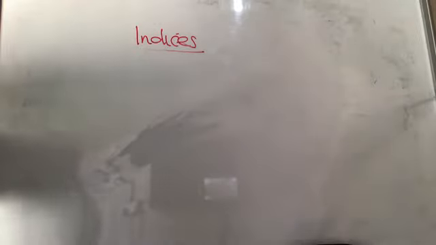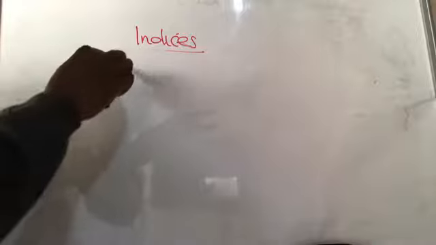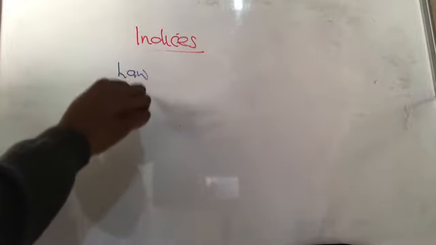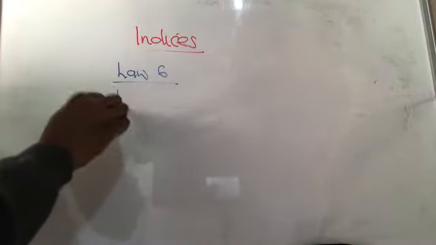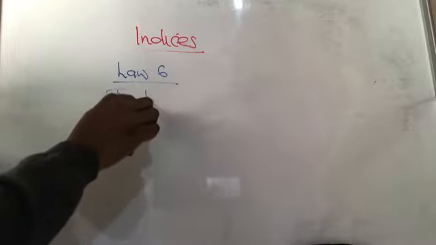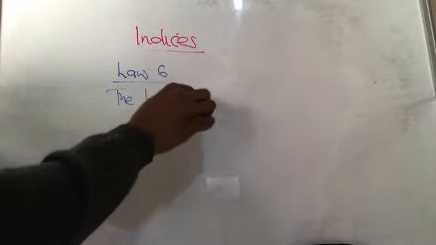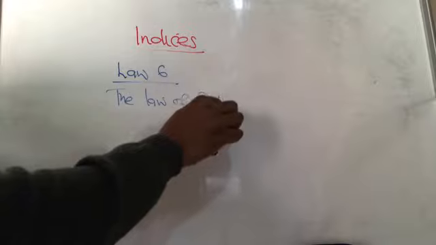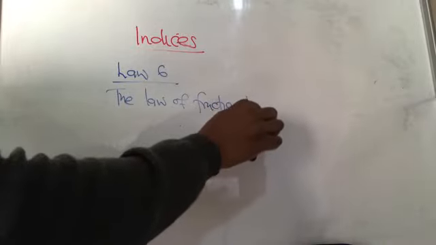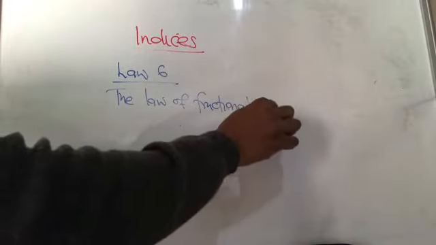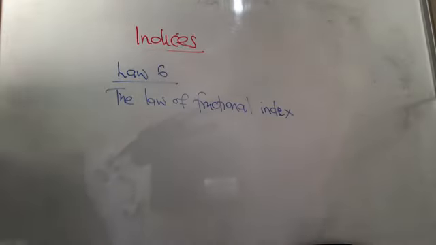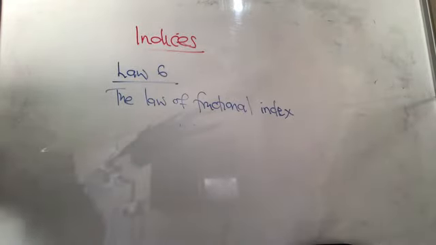So law number 7 and law number 6, there's a thin line between these two laws. They are called fractional indices. All right. Law number 6, we call it the law of fractional index, or indices, right? Remember, it's just singular. I want you to understand the principles of this.